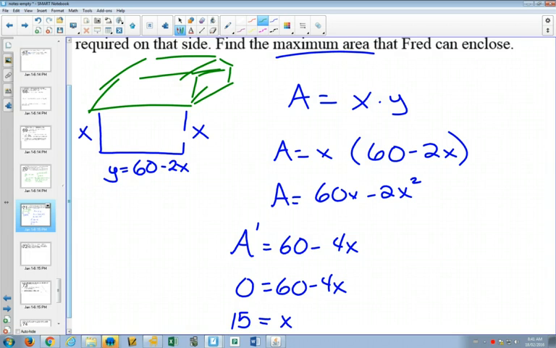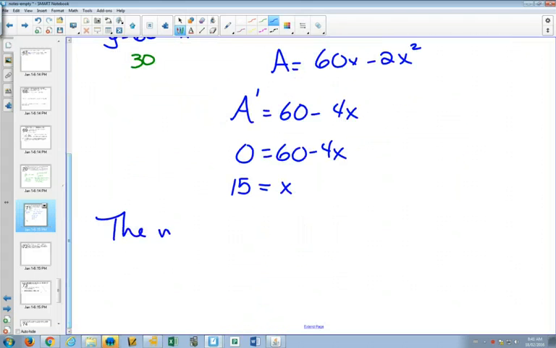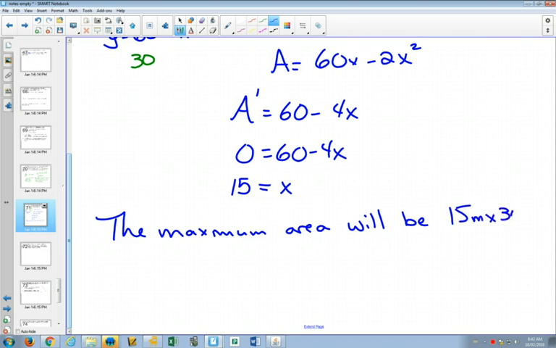Now, if we think that this x is equal to 15 and this x is equal to 15, that means that this side here will be equal to 30. And we can write a statement here. Maximum area will be 15 meters by 30 meters, which is 450 meters squared.